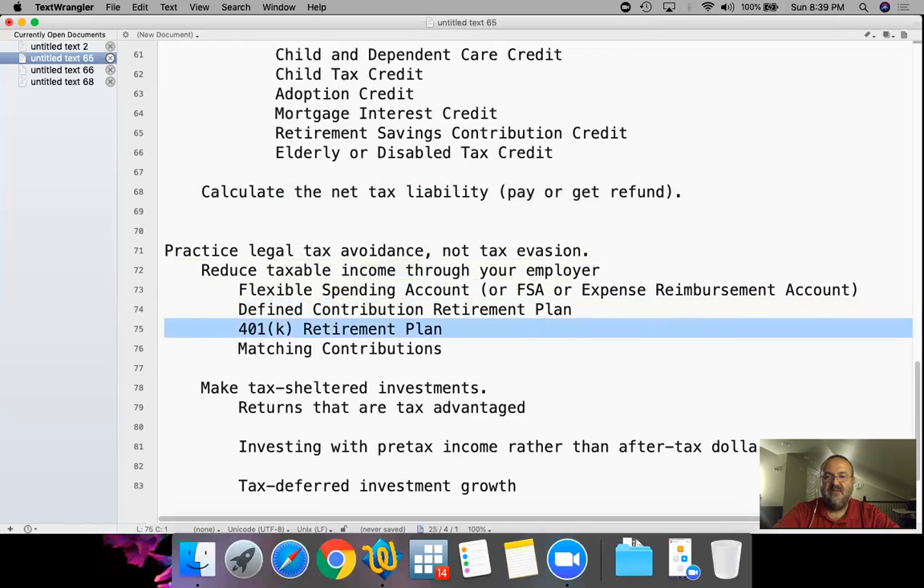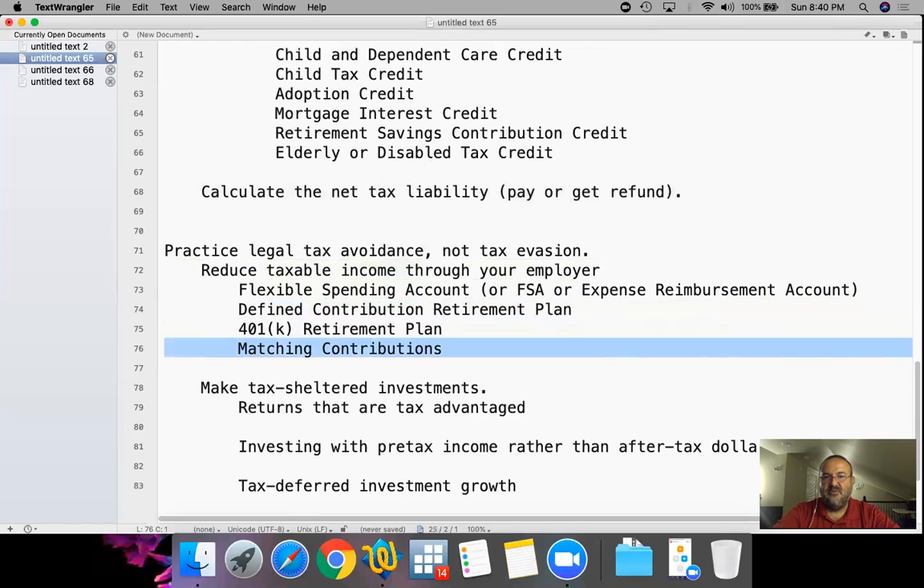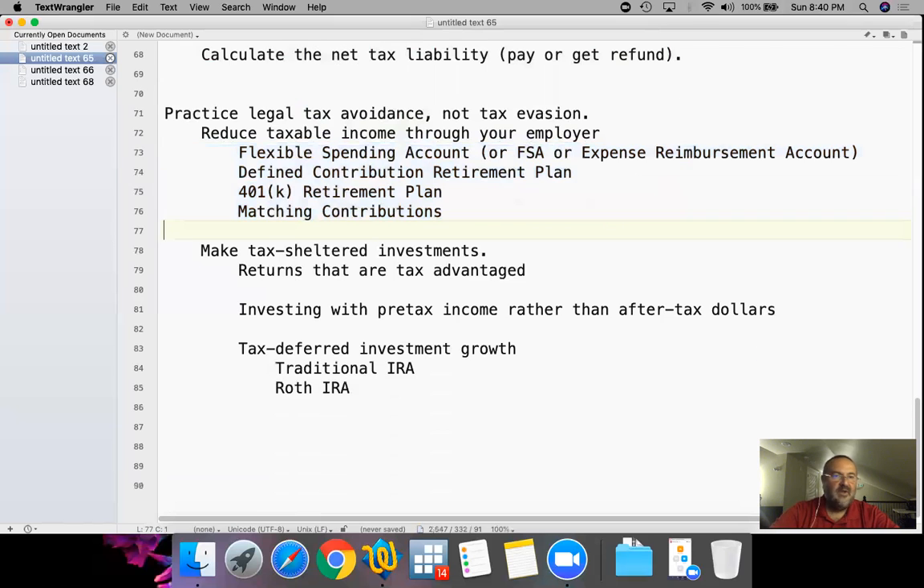You could have a 401k, which is a very common retirement plan. And you could have your company's matching contributions to your retirement plan. These are all nice ways to lower the tax burden on your overall income. You could also make tax sheltered investments. So these are instruments, investments that have tax advantages, right? Their returns have tax advantages. For instance, if you buy a municipal bond, the interest on that one is tax advantaged.